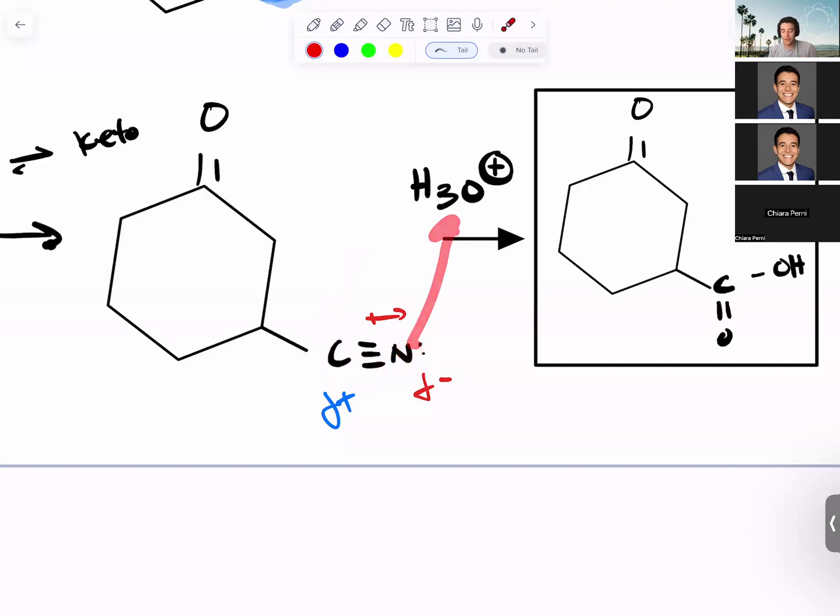And then it grabs another proton, and then we break another pi bond, and then your second water group comes in. And I think with that knowledge, it will set us up nicely for when we do the derivatives of carboxylic acids and get to nitriles, and then we can walk through that mechanism.